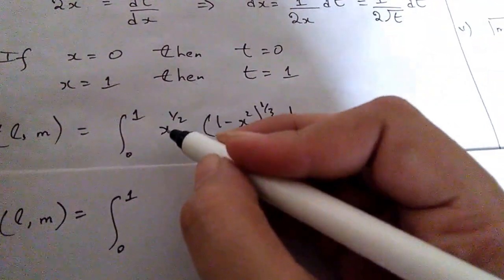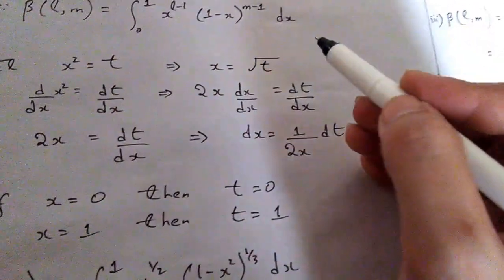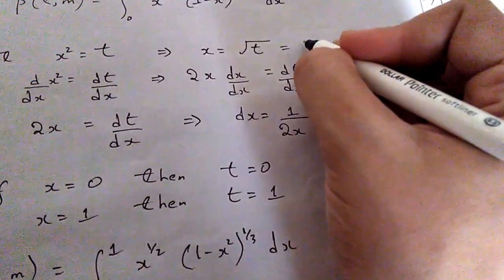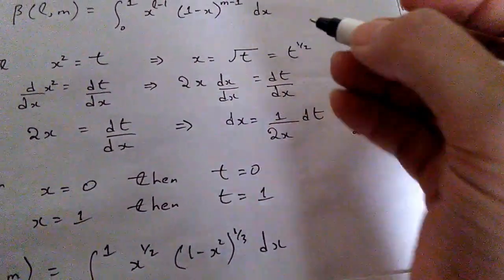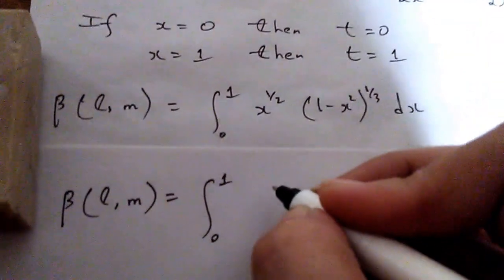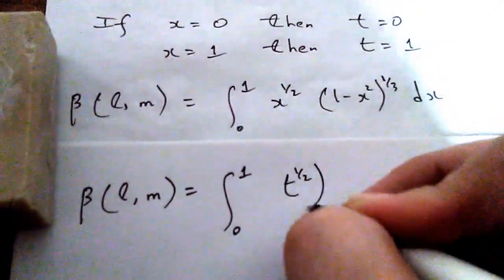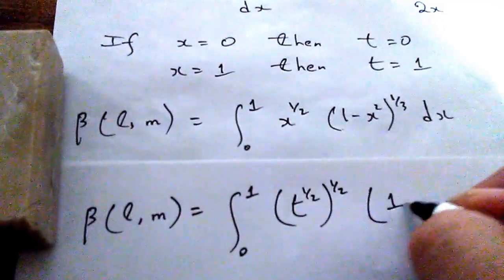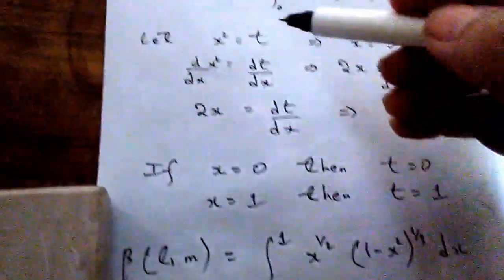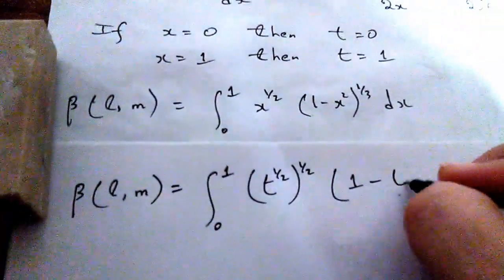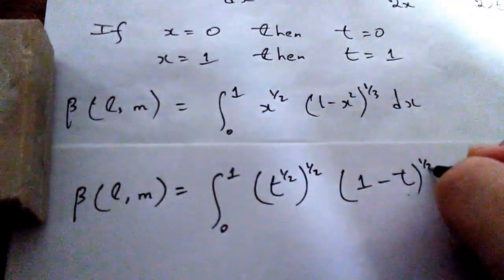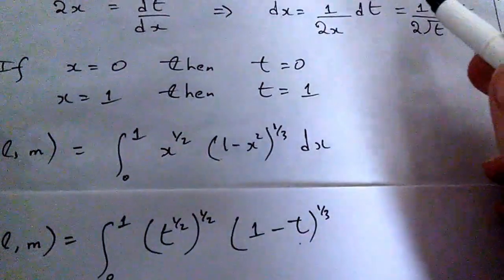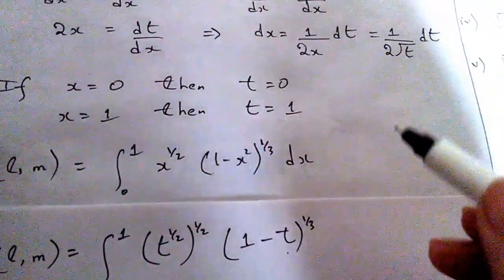Okay, now I'm going to make the substitution work. So now at the place of your x, you are going to substitute under root t, which is t power half actually. So at the place of your x, you just write t power half and it's enclosed whole power half. At the place of your x squared, you're going to put your t power 1 by 3. At the place of your dx, you're going to put down this value because this is your dx.